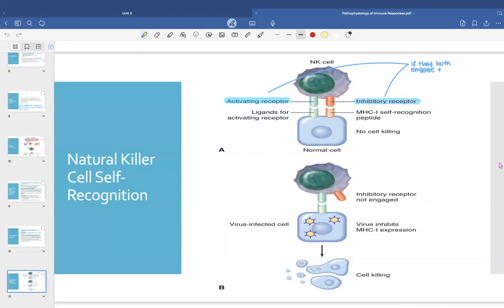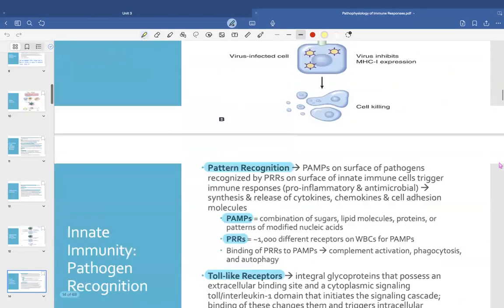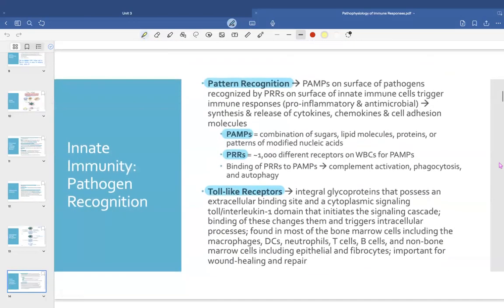All right, and so how do they recognize pathogens? Well, we talked about the different molecules, and so these are called PAMPs and PRRs. Okay, and so your PAMPs are on the surface of the pathogen. They're recognized by PRRs on the surface of the cells.